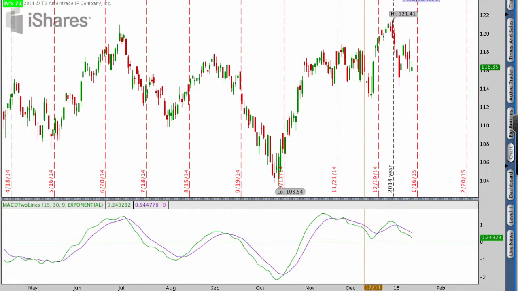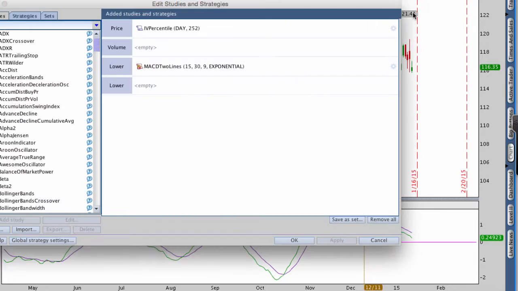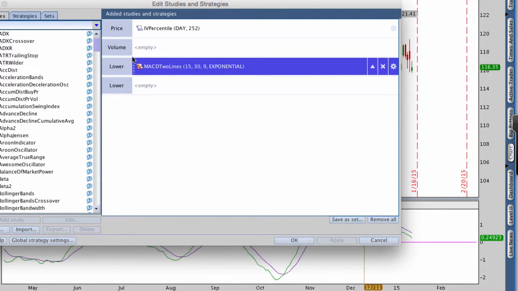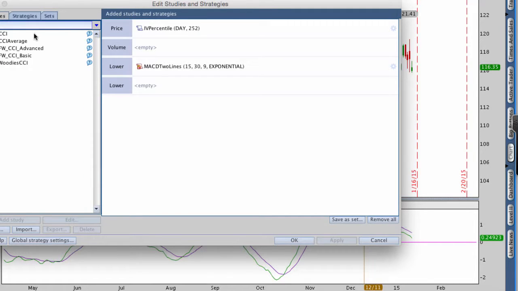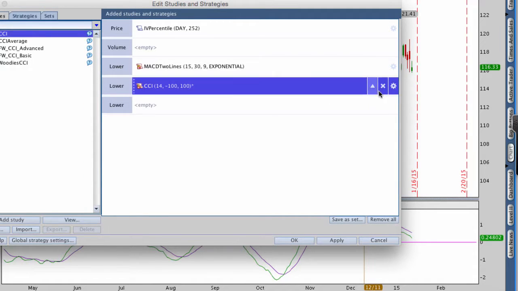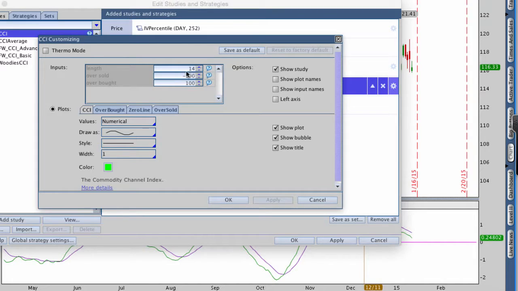So as we go through here, let's add a different study. We're going to keep this one up here, and we're just going to add another study to it, which is my second favorite, and that is CCI. So CCI is a little bit different. We're going to change this one as well. The length of CCI is similar to MACD in that it judges time frames in the past. It's currently set at 14, and we're going to widen this out to 31.